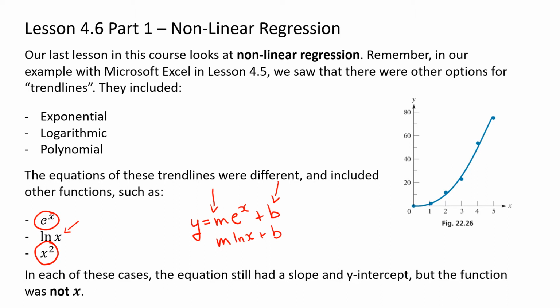Okay, so those variables you saw in Excel are the same, right? They are a slope and they are a y-intercept, and they're found using the same formula. The only difference is that the function for x here is not just x, it's e to the x, it's ln x, or it's x squared. Those examples create a graph that instead of looking like a straight line, has a curve.